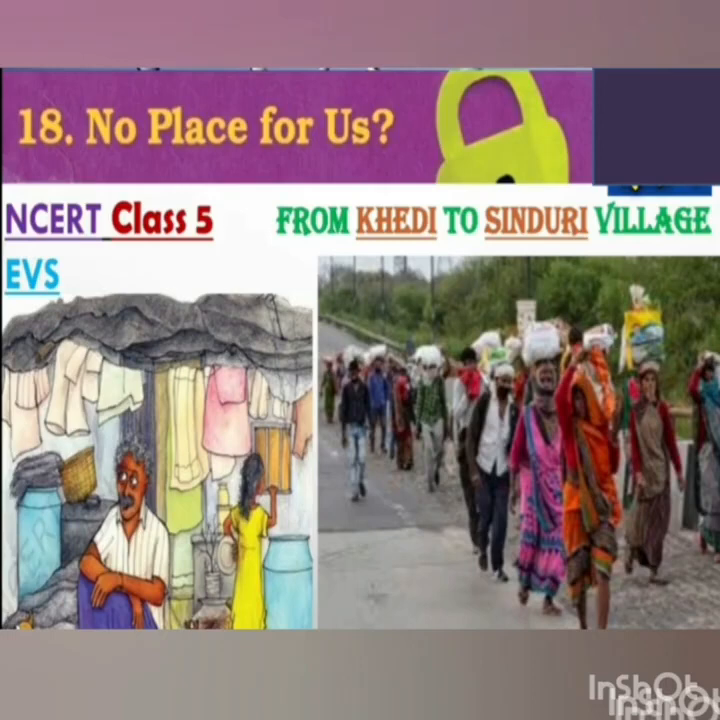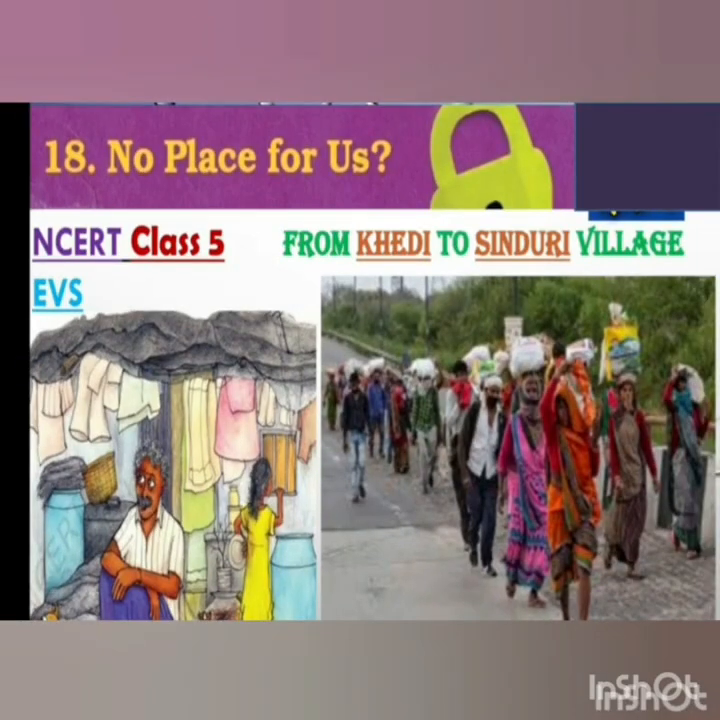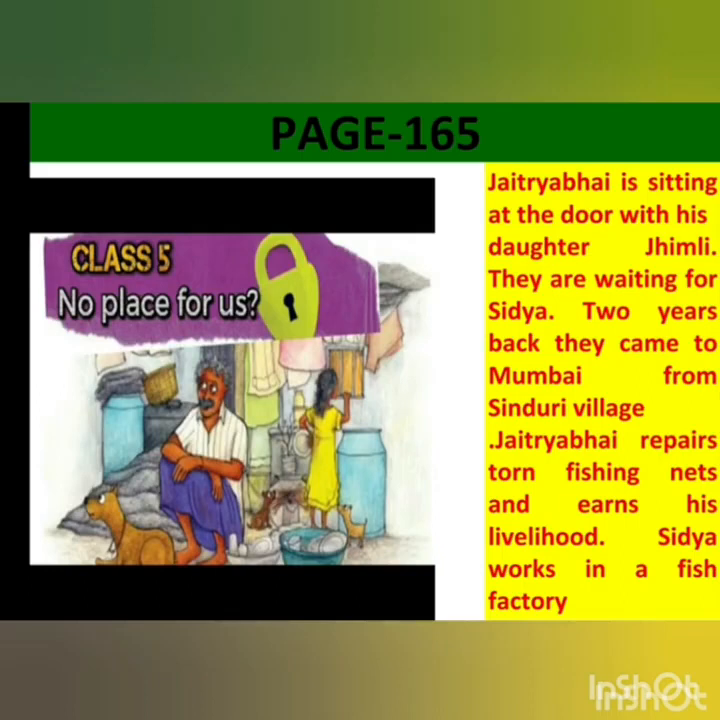So let's watch a video of chapter 18, No Place for Us. My dear children, this is a story of Jatrias Bhai, who has been shifted from Kheri village to Sinduri village because in their village a dam is being constructed on the bank of the river. So they all were forced to shift from Kheri to Sinduri village. All the villagers were very sad and disappointed when they were leaving their village. So let's watch the video.